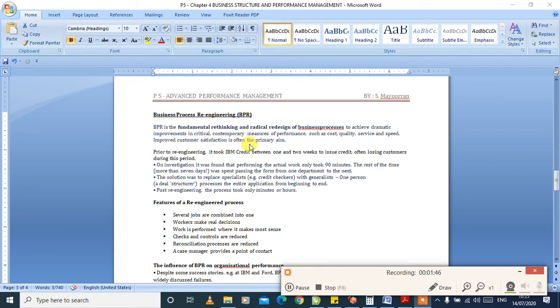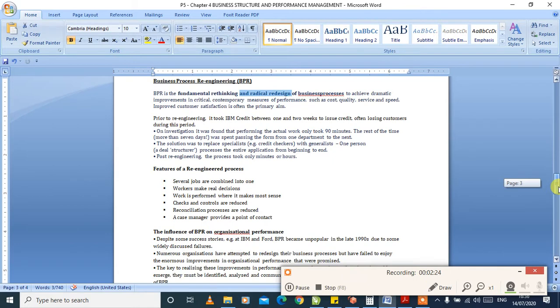So the second point I want to highlight about BPR is improved customer satisfaction and customer focus is going to be the primary aim. So why are we redesigning the processes is primarily because we want to focus on customer satisfaction. Prior to re-engineering, it took IBM credit between 1 and 2 weeks to issue credit, often losing customers during this period. On investigation, it was found that performing the actual... it's a case study, an example of how BPR has helped. I'll just leave it for your reading. Go through that. We are going to anyway discuss the past paper question that will help you to understand this very well.